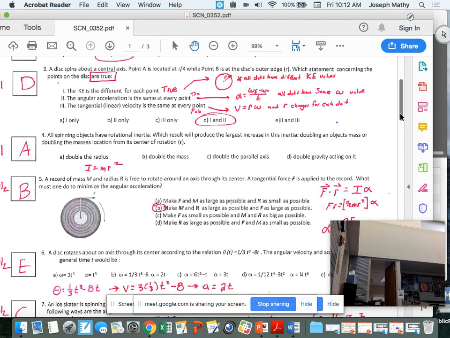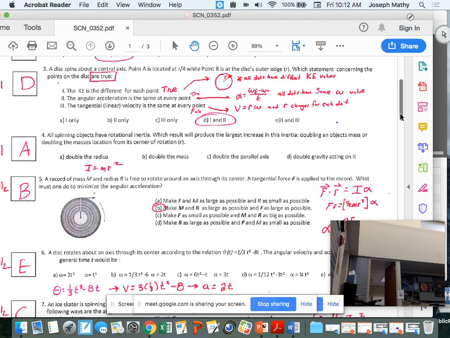When it comes to question 3, I looked at it like this. It wants to know which ones are true. The kinetic energy is different for each point on a circle. That's true because all dots have different radiuses. The angular acceleration is the same at every point. Angular acceleration is the same. The linear velocity is not. So I just found my false one, and that gave my answer as D right there.